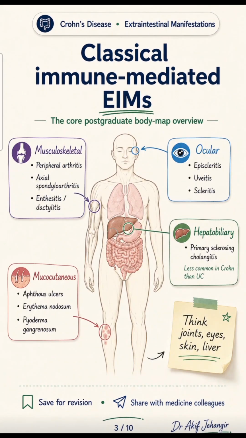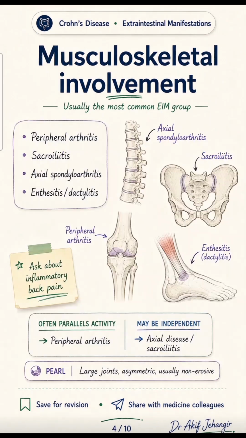The classical immune-mediated manifestations mainly involve 4 areas: joints, eyes, skin and oral cavity, and the hepatobiliary system. This simple body map is clinically useful. Think musculoskeletal, ocular, mucocutaneous, and hepatobiliary involvement.